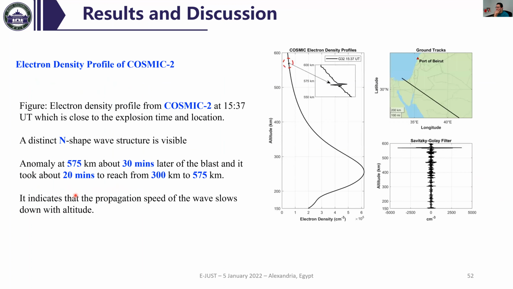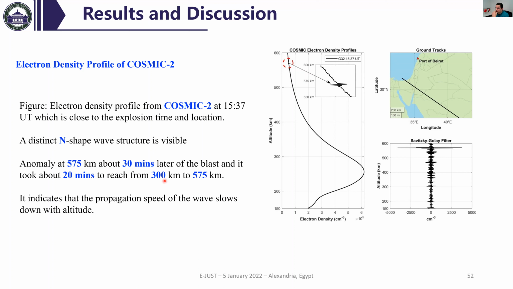The electron density profile from COSMIC. We can see here in the magnifying square, there is a clear N shape disturbance, and this happened at an altitude of 575 kilometers, and it takes about 30 minutes to arrive at this altitude.